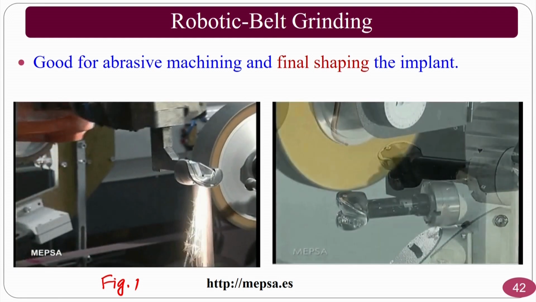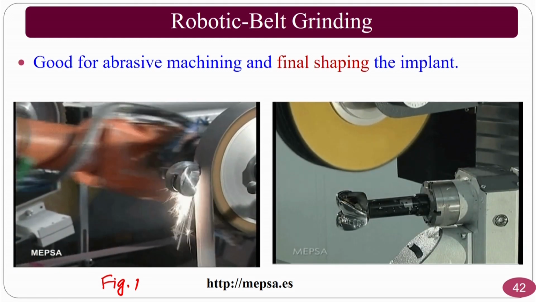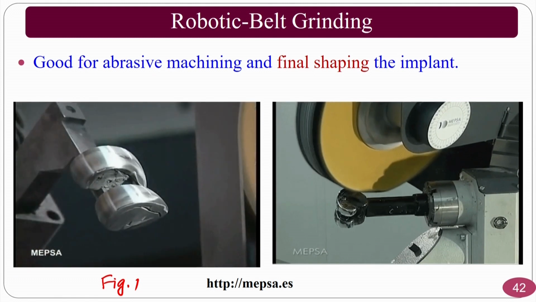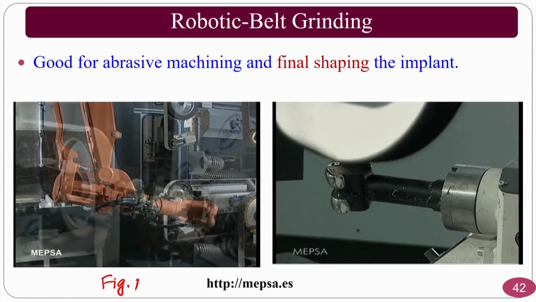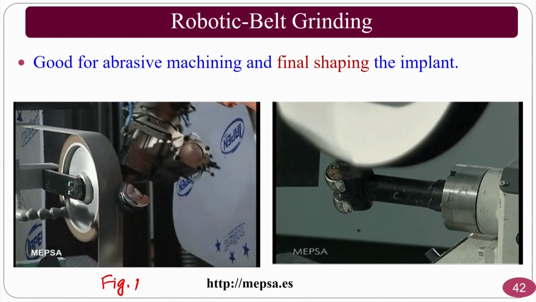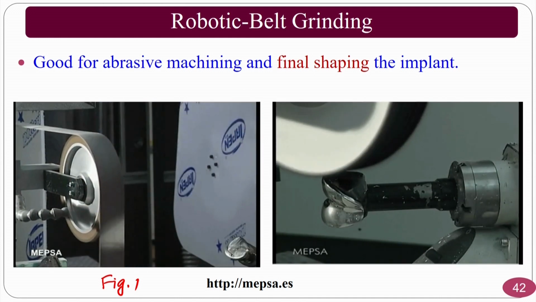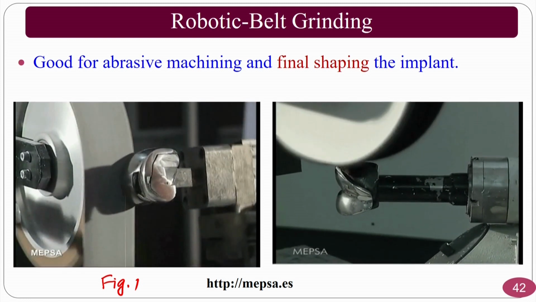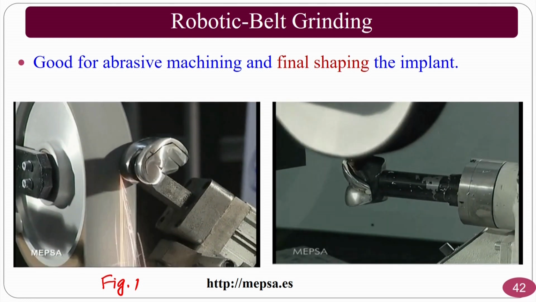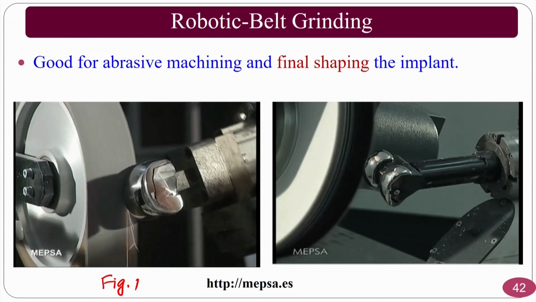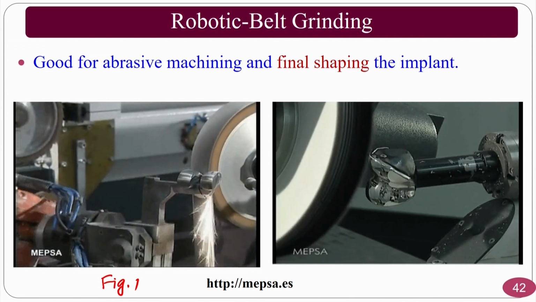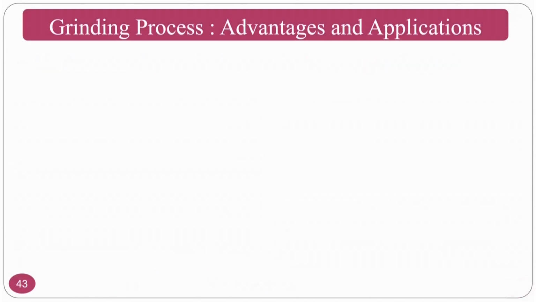So the grinding process has the ability to do simple to complex shapes, and it also can give very good surface finish. Please note that if you want surface finish, then you have to give very low input conditions, so that the interacting forces between the wheel as well as the workpiece will be less. Okay. These are the advantages and applications.